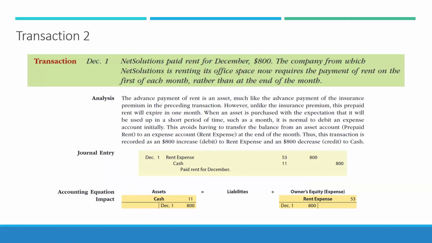When Net Solutions pays rent for December of $800, the company from which Net Solutions is running its office now requires the payment of rent on the first of each month rather than at the end of each month. In this case, on December 1st, we debit rent expense for $800 and we credit cash for $800. Do you see when we post it, we go over and find the account rent expense and we show a debit in there. And then we find our cash account and we put a credit in there. It's that simple. We're just transferring.